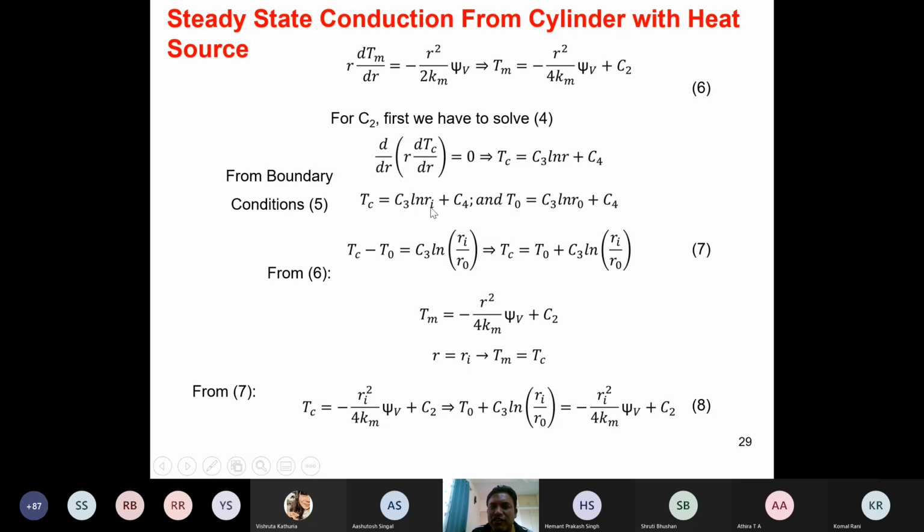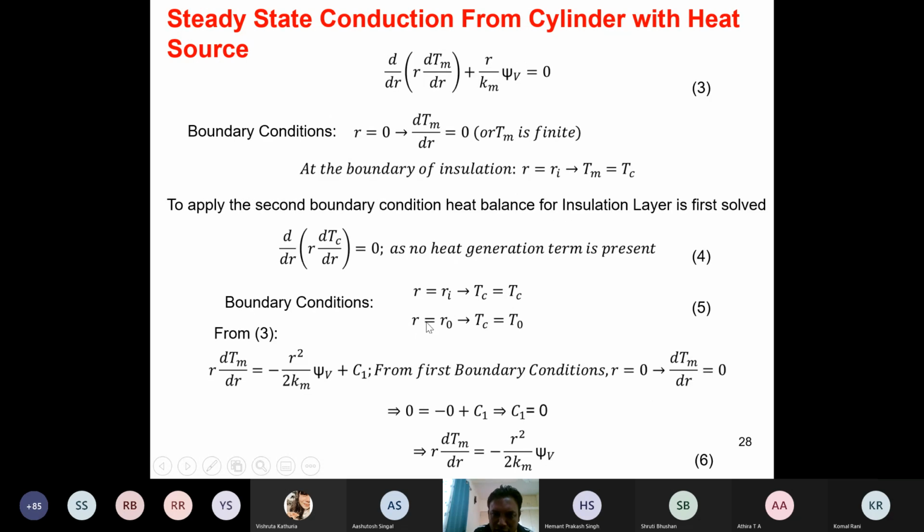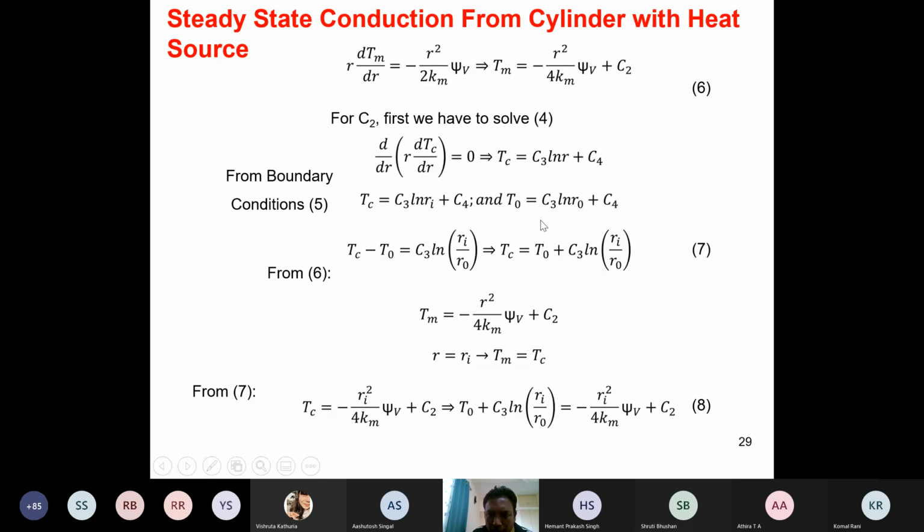So Tc becomes C3 ln Ri plus C4, and the second boundary condition becomes T naught equals to C3 ln R naught plus C4. That is what is being given, isn't it? The first boundary condition is at R equals to Ri, Tc equals to Tc, and at R equals to R naught, Tc is equal to T naught. So that is what we have put here. So both these expressions are obtained. Okay, we can subtract this. By subtracting this, what we get is Tc minus T naught.